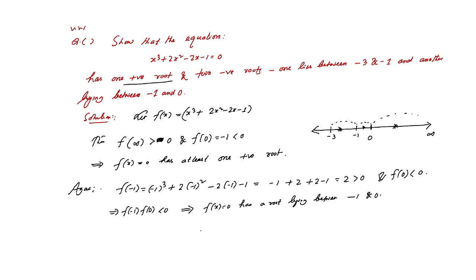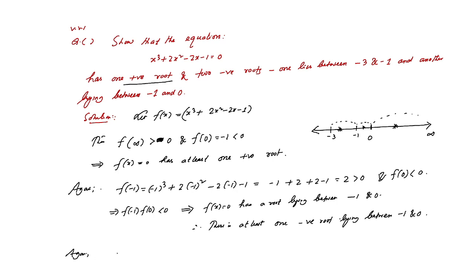So that means, therefore, there is at least one root, one negative root lying between -1 and 0.